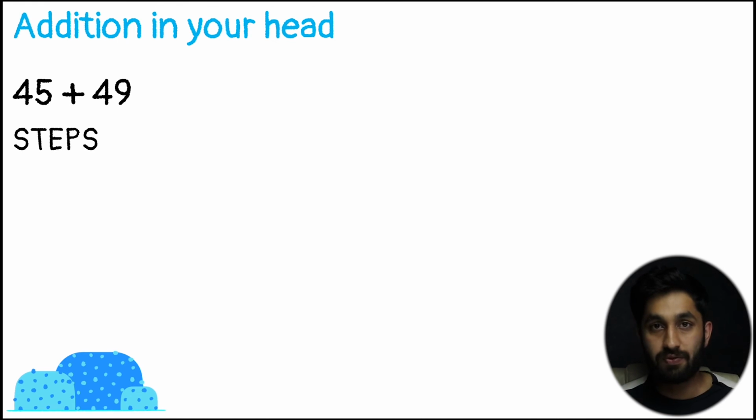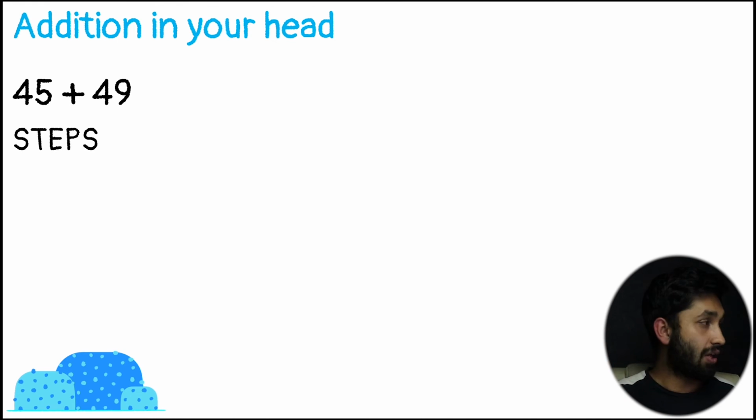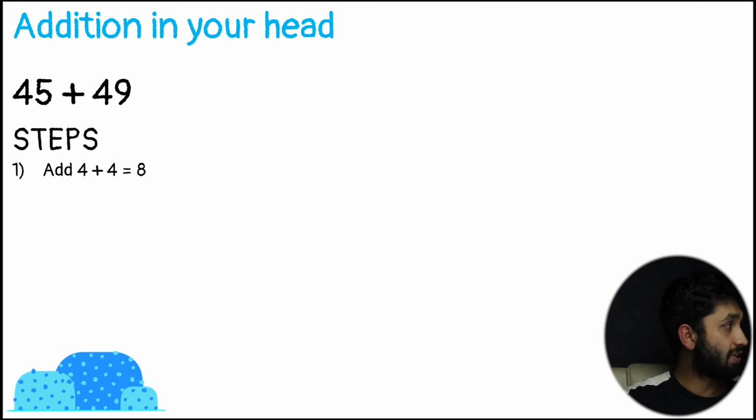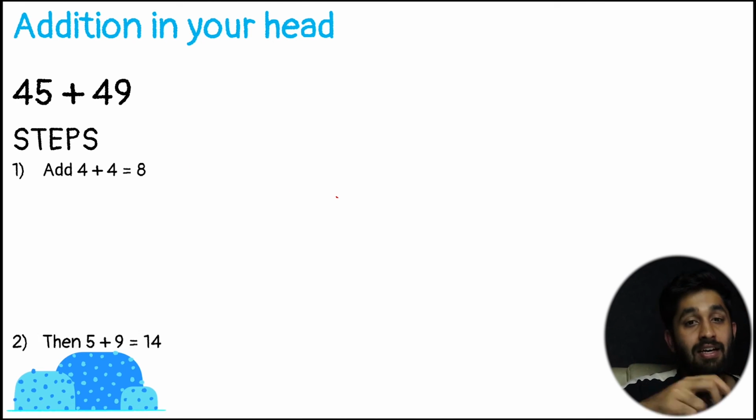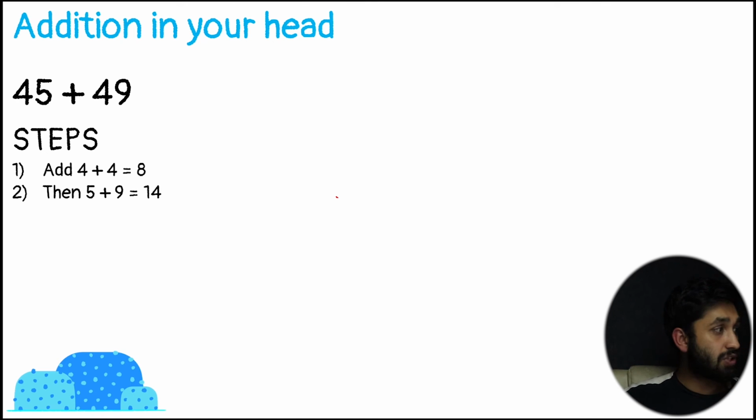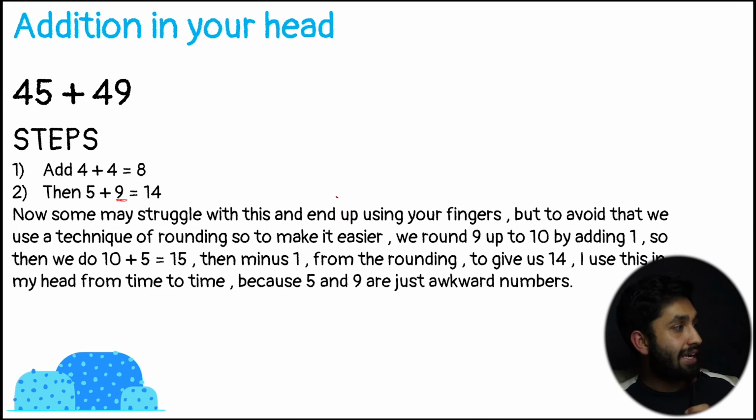So 45 plus 49, how do you do that? Well, as you can see here, 4 plus 4, we're going to do the tens first. So we're going to add the tens, so 40 plus 40, which gives us 80, so this is 8 tens. Then you do 5 plus 9, which is 14. And then what you can do is 14 plus 80, which is 94.